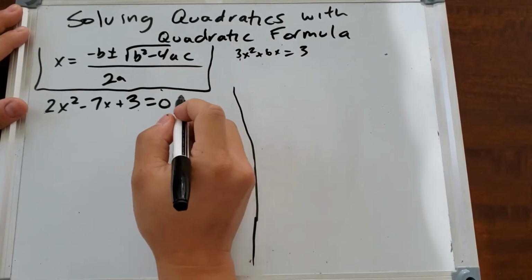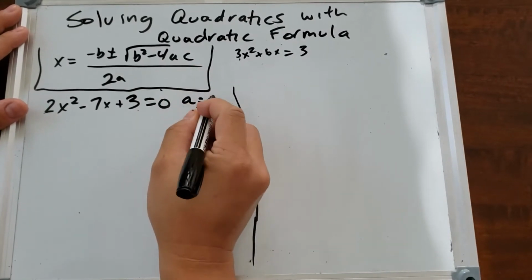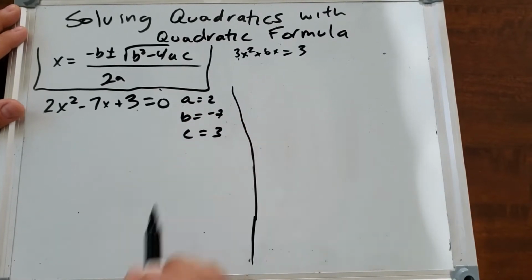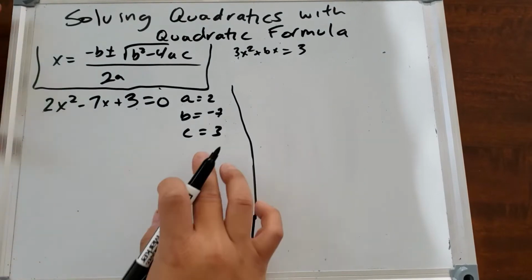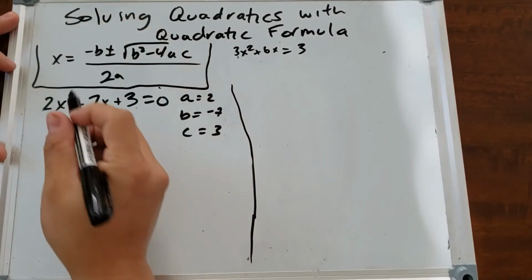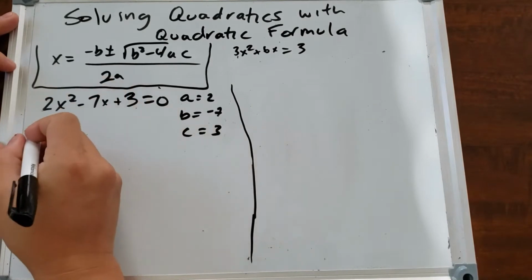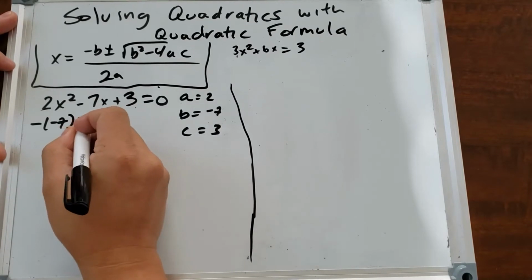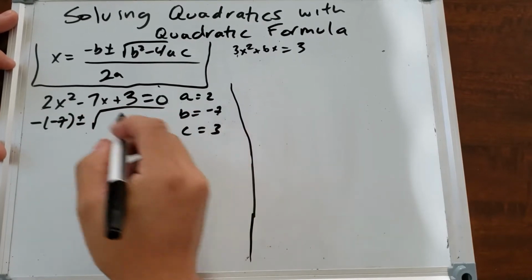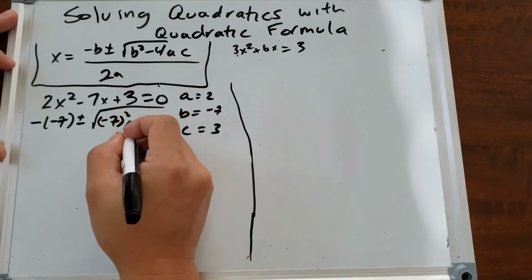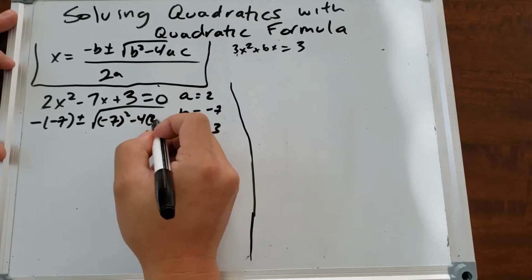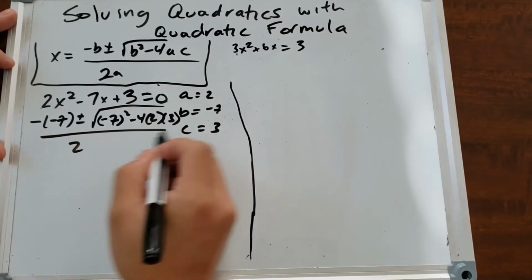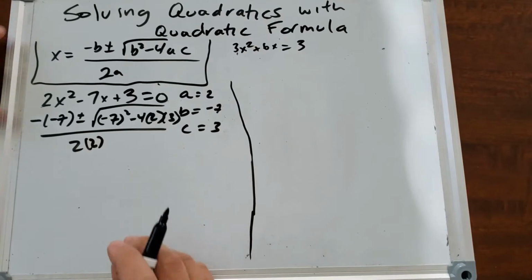So now what I'm going to do is find my a, b, and c. My a is equal to what? 2. B equals negative 7, and my c equals 3. From here, all I'm going to do is take these and plug them into my equation. So x equals negative b, so I'm going to put that negative. What does my b equal? Negative 7. And then I'm going to put the plus or minus the square root of b squared, so negative 7 squared, minus 4. My a is 2, and my c is 3, right? All over 2 times my a, which is 2 times 2, and I'm going to leave it like that.